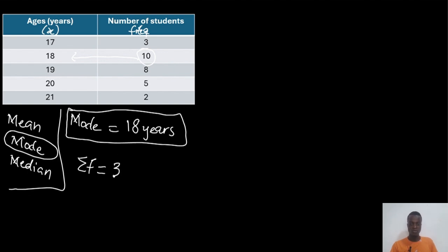So here it is going to be 3 plus 10 plus 8 plus 5 plus 2. 1, 2, 3, 4, 5, so 5 items. So now this is 13. Let's just use our calculator.